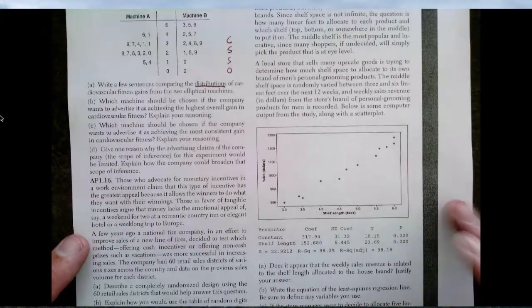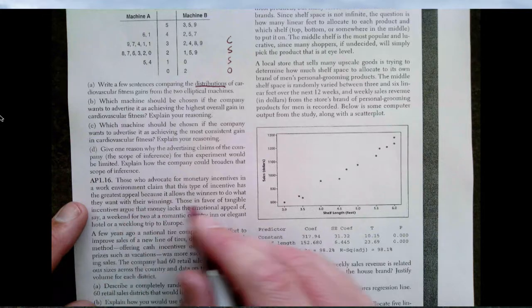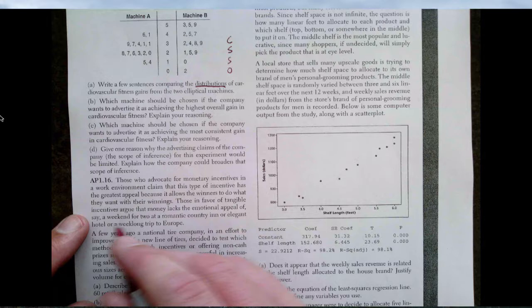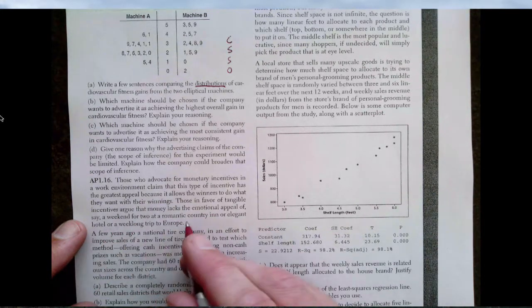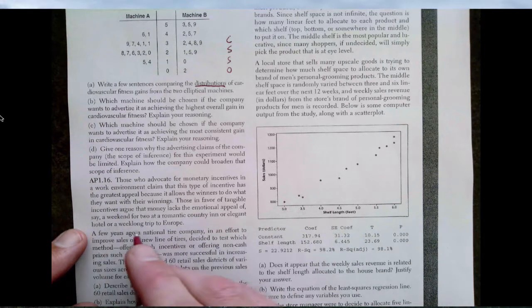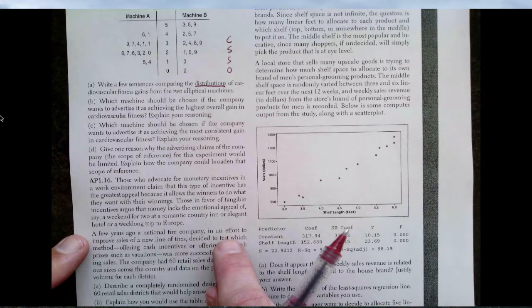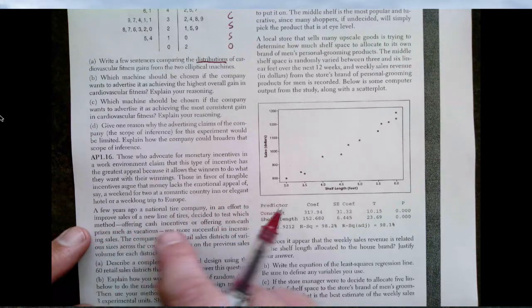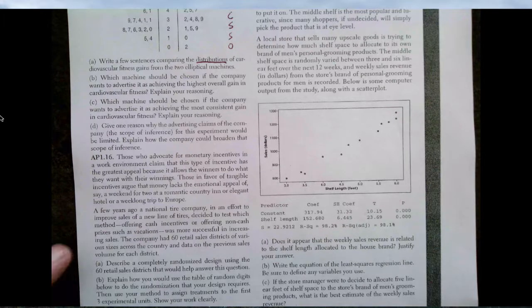All right, 16. Those who advocate for monetary incentives in a work environment claim that this type of incentive has the greatest appeal because it allows the winners to do what they want with their winnings. Those in favor of tangible incentives argue that money lacks the emotional appeal. Say a weekend for two at a romantic country inn or an elegant hotel, or a week-long trip in Europe would be better. A few years ago, a national tire company, in an effort to improve sales of a new line of tires, decided to test which method, offering cash incentives or offering non-cash prizes such as vacations, was more successful in increasing sales.